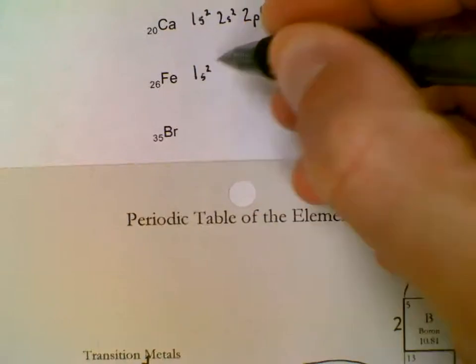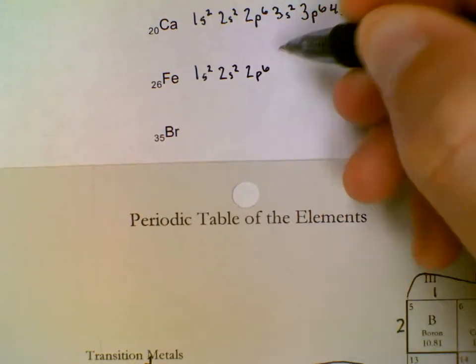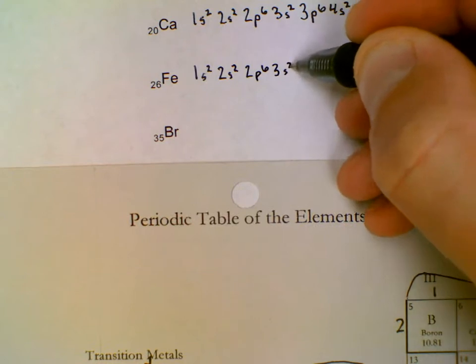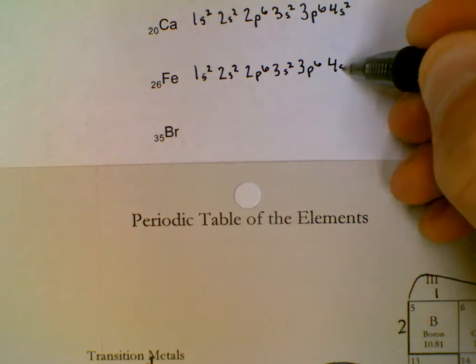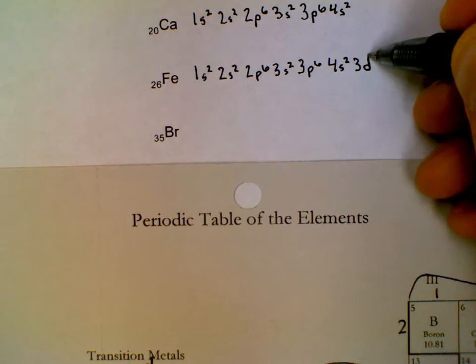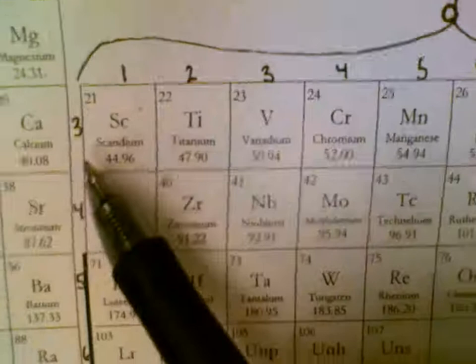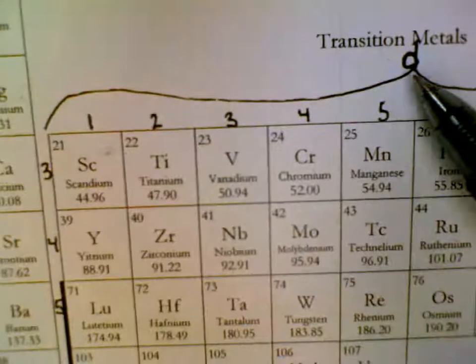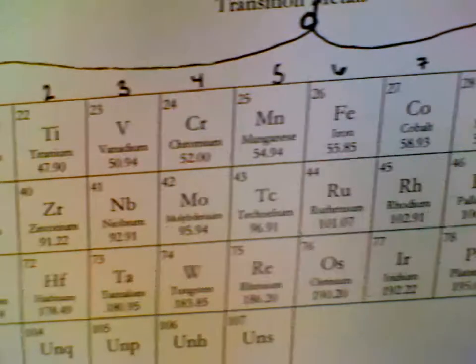That's 1s2, 2s2, 2p6, 3s2, 3p6, 4s2, 3d6. And that 3 is coming from right here. So it's 3, the bottom of 3, d6. So last one, bromine.